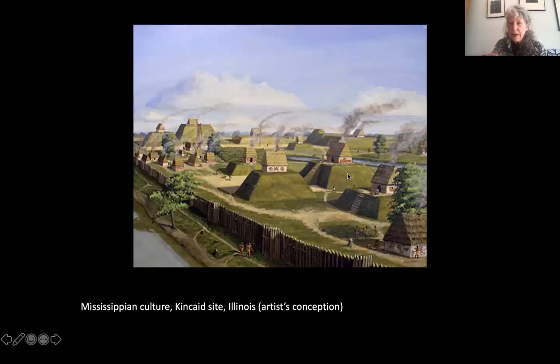This is an artist's conception of what the Kincaid site maybe looked like, with buildings erected on top of the mounds. So you may wonder, why in the world would people go to the trouble of raising these mounds to build their house on? What I suspect is that it had something to do with the fact that, there's a reason it's called Mississippian culture. It was based on the Mississippi River and its tributaries, all the other rivers like the Ohio River, and ultimately the Cumberland River goes into the Ohio and then into the Mississippi.